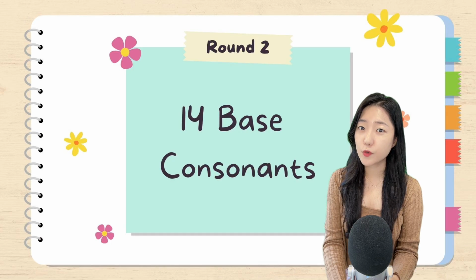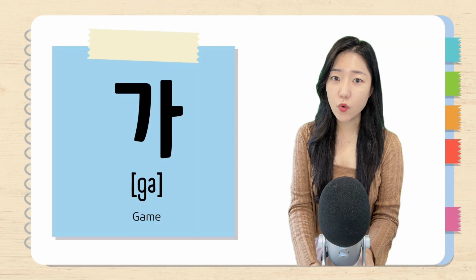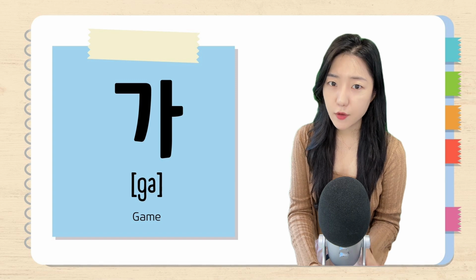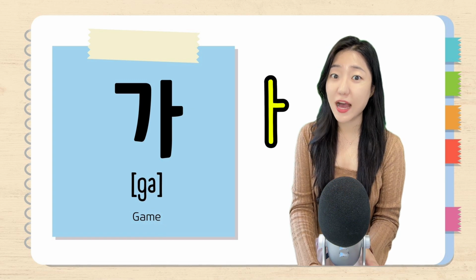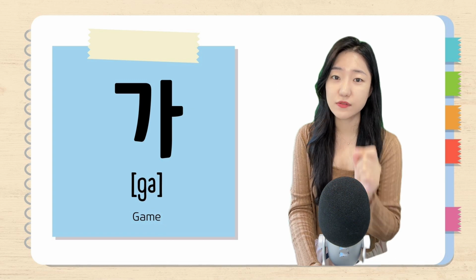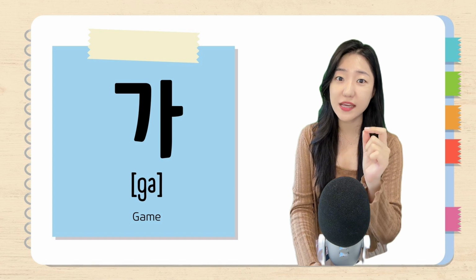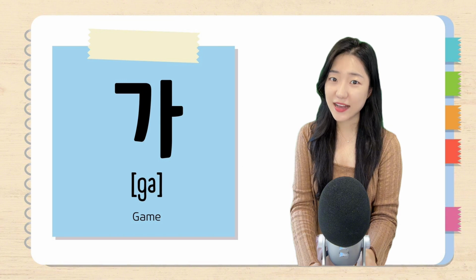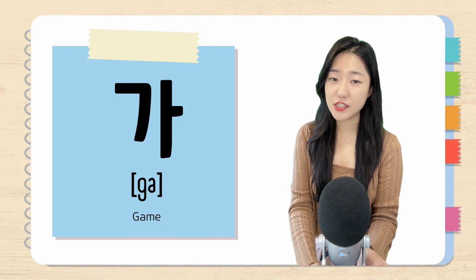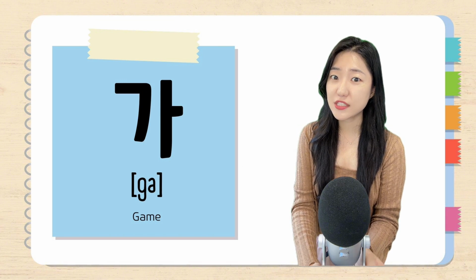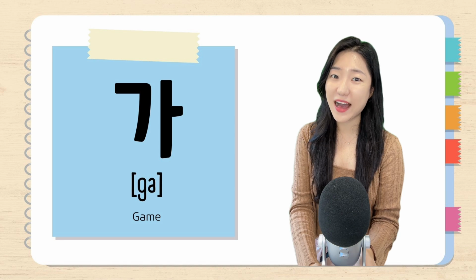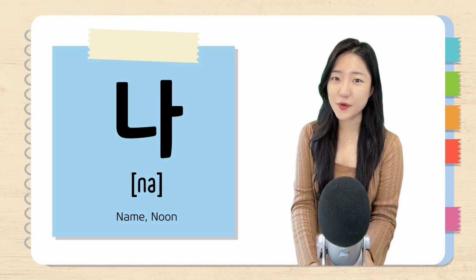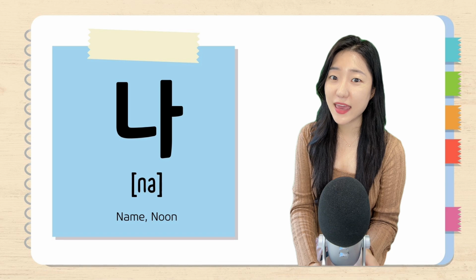Round 2, 14 base consonants. So we already learned about the ah sound, right? Base vowel, ah. So this consonant sounds like G, and then if you attach the ah sound, it becomes ka. Ka. So its G sound is like game, gay, G sound, right? Game, ka sound.